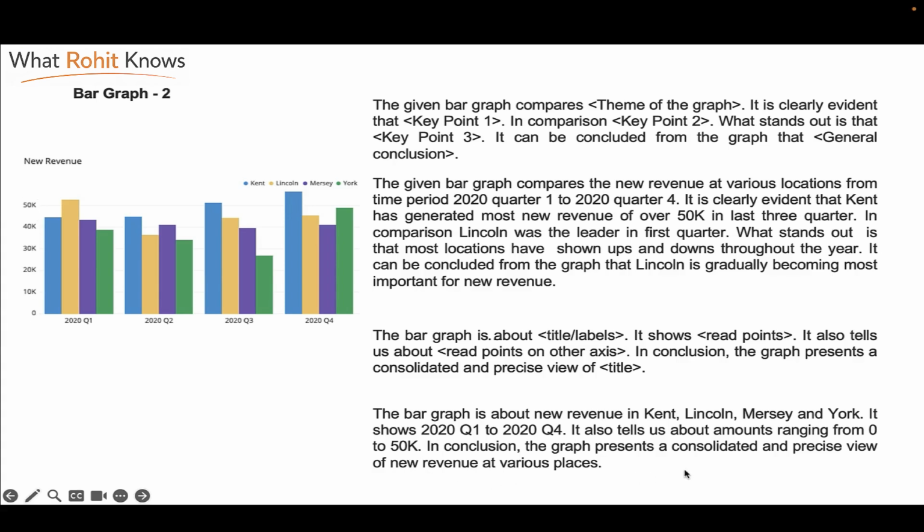In conclusion, the graph presents a consolidated and precise view of new revenue at various phases. Now, in case you are giving a response like this, don't think too much about whether you've covered everything, or whether what you've covered is important or not, because you're already depending on a template. As long as you are able to give some response which is relevant to what is in the image, your focus should be on speaking it properly. So don't put any hesitation in your mind. Just keep it simple. What's in front of you, that is what you should read. So those are the templates that you can use for bar graphs.